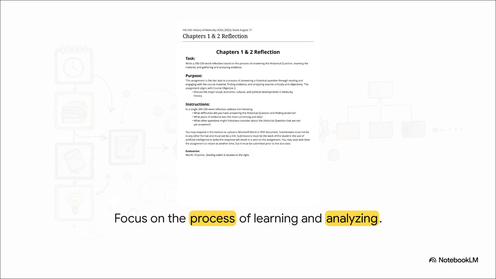Please don't just say it was hard to find evidence. That doesn't really tell us anything. Explain why it was hard based on how the text was written, the complexity of the era, or maybe conflicting primary sources. Show us your thought process. Give us a window into exactly how you interacted with the history.